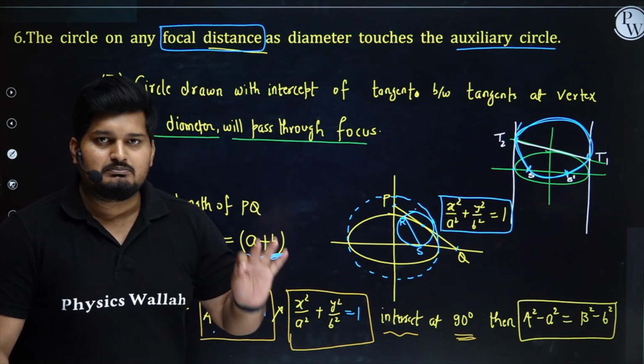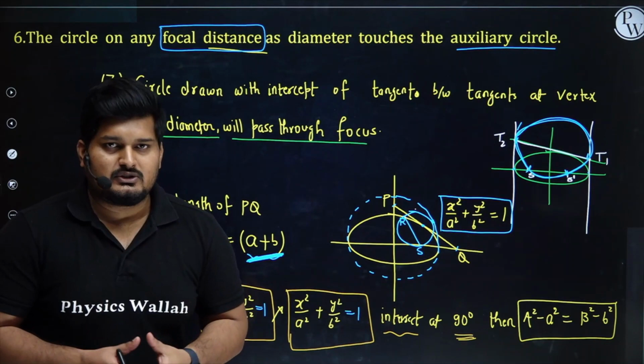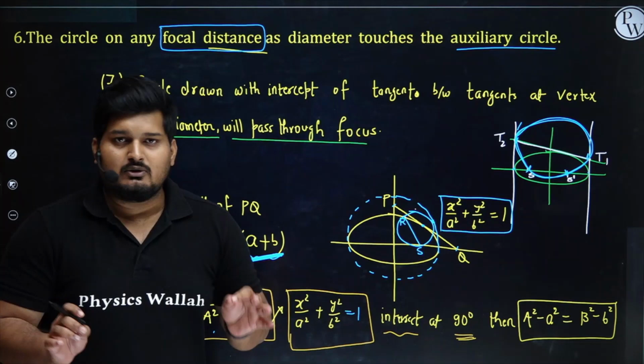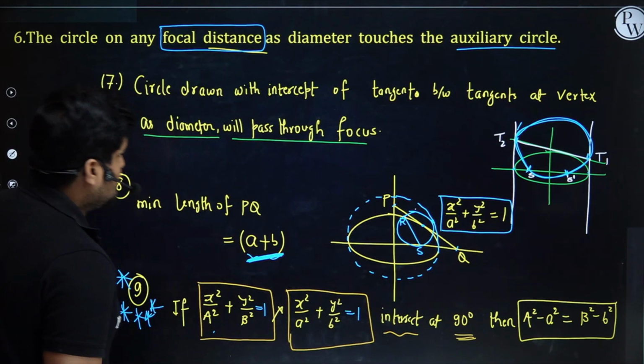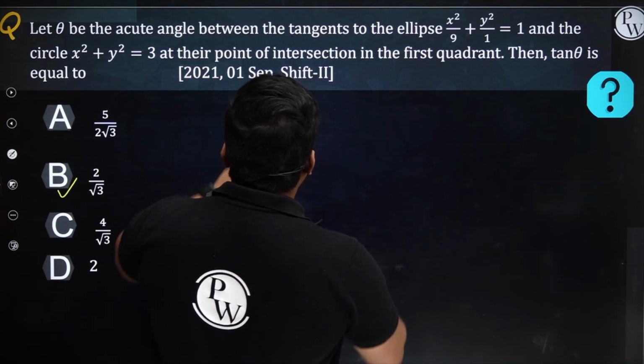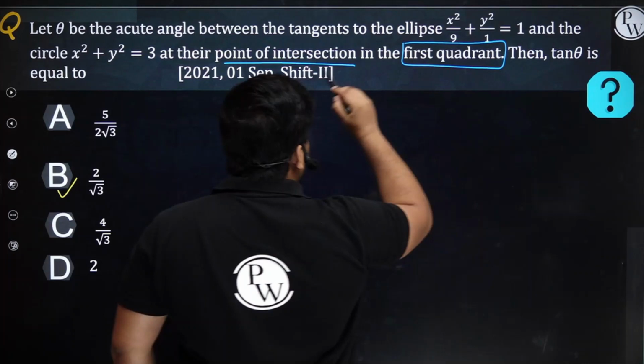So guys, let's move forward. Let's solve all the previous equations, and I'll show you that the problems have been very, very basic, and you are going to solve almost everything without any external support. So let's start solving. Let theta be the acute angle between the tangents to the ellipse and this at their point of intersection in the first quadrant. Then tan theta is equal to... basically we have to find out their point of intersection. So let's solve these two.